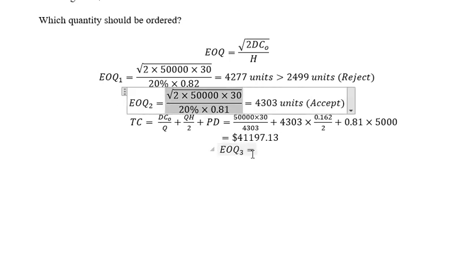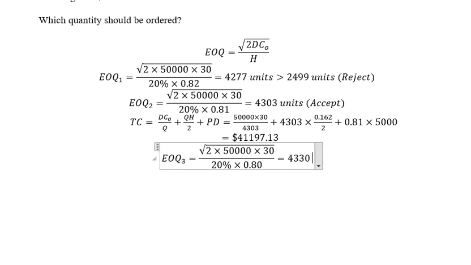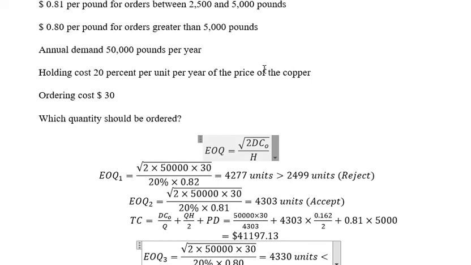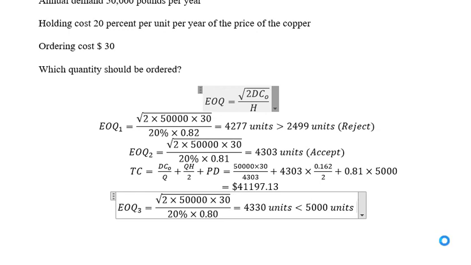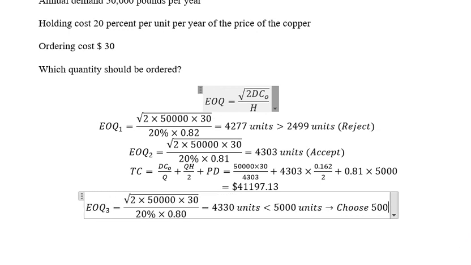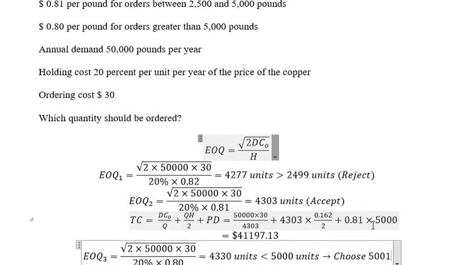we have this number again, but we change to 0.80, and we calculate this number is about 4,320 units, but that's below 5,000 units. So we need to choose 5,001 because we need to choose the smallest number of this range in here.